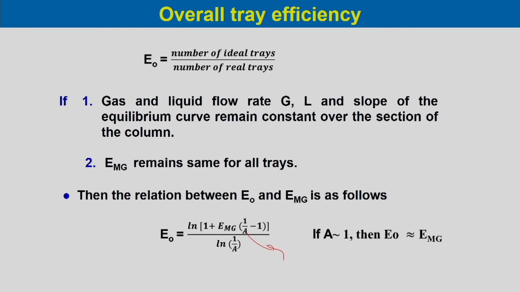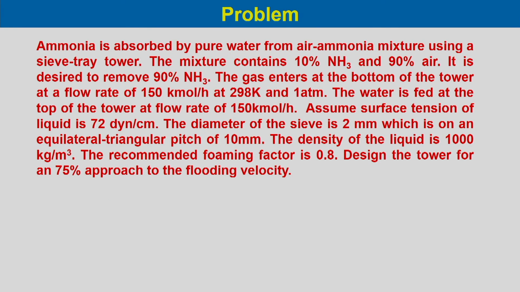So, when this absorption factor tends to 1, the overall tray efficiency would be equal to the Murphree stage efficiency or tray efficiency. Now, let us consider a small problem to look at the design aspect which we have discussed for the tray column.